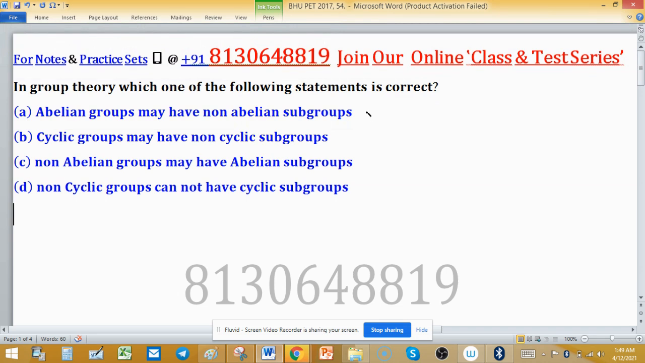Now come to the second statement. A cyclic group may have a non-cyclic subgroup. A cyclic group has a subgroup. It means that the identity element will be the same, and the generator generates the whole subgroup. So it will be cyclic. So again this statement is wrong.